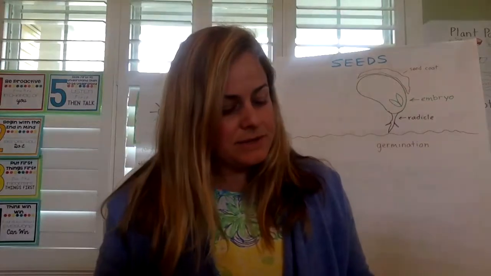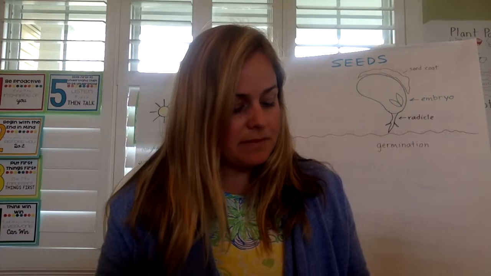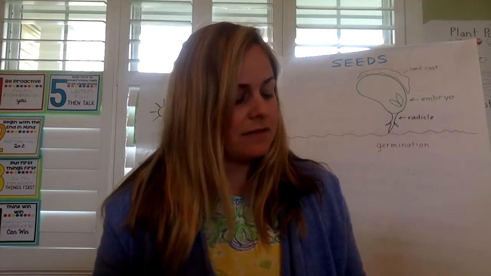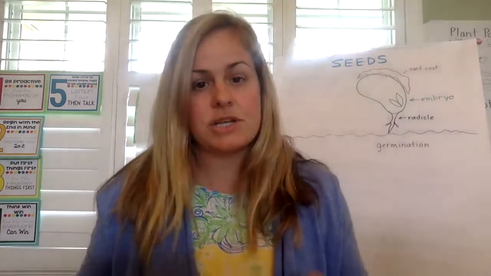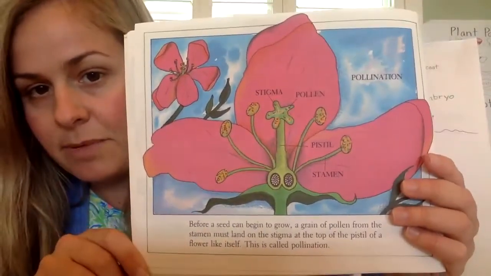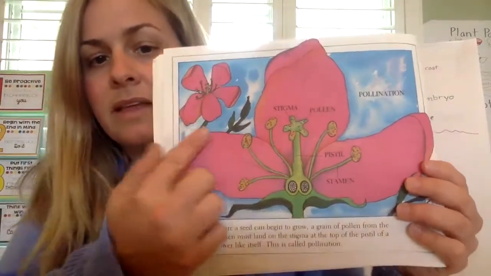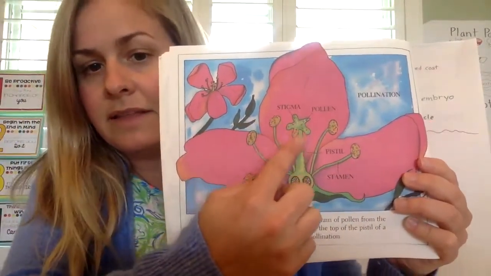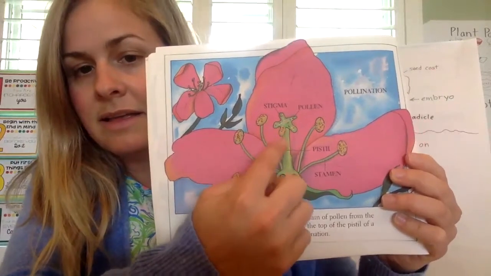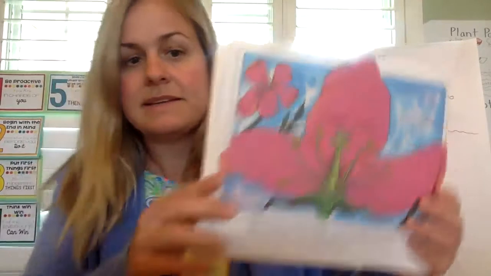Before a seed can begin to grow, a grain of pollen from the stamen must land on the stigma at the top of the pistil of a flower like itself. This is called pollination. So there they have another diagram of pollination. And you can see here that if the pollen lands on the stigma, then that fertilizes the egg cells and makes the seeds.